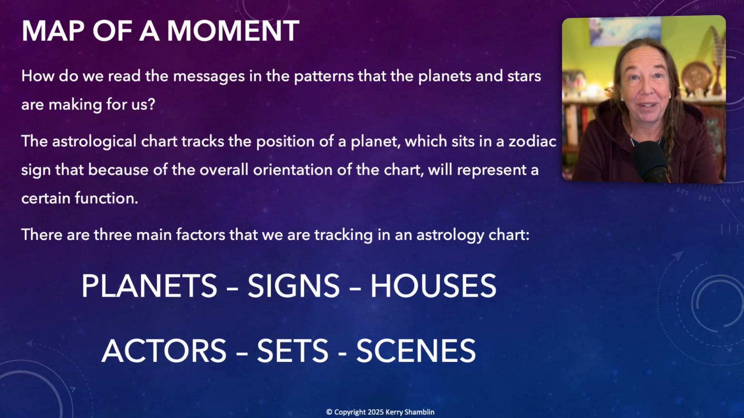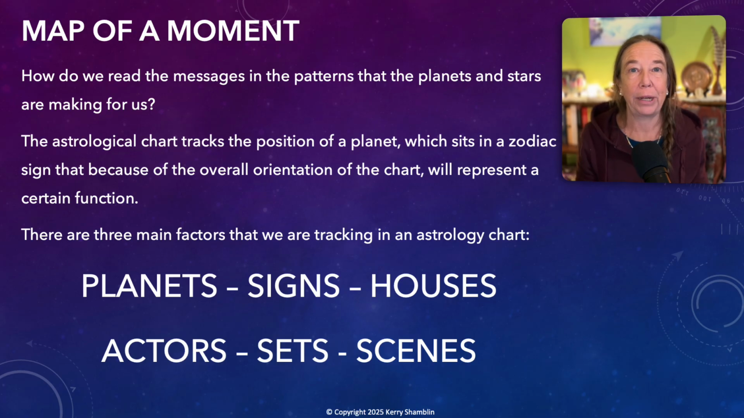And then how do we read that map? What are the messages and the patterns telling us that the stars and planets are giving us, this picture? How do we understand that message? So the astrological chart is tracking the position of a planet, which will be sitting in a zodiac sign that, because of the overall orientation of the chart, will represent a certain function in life.